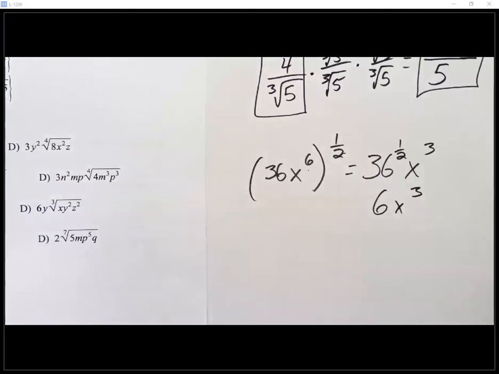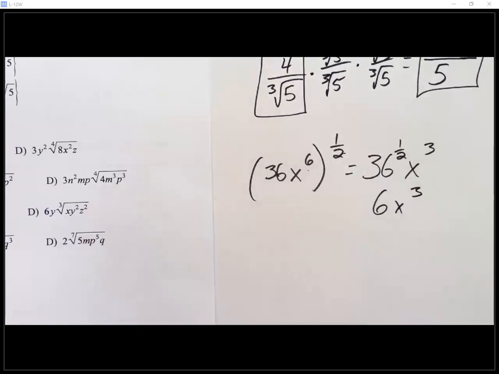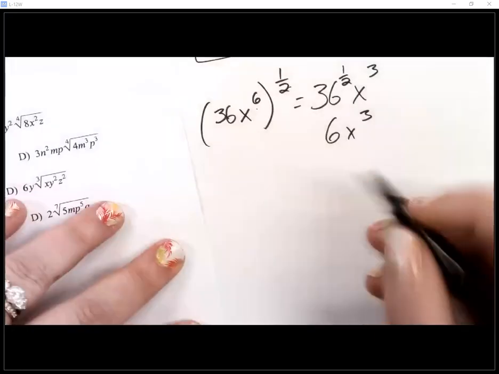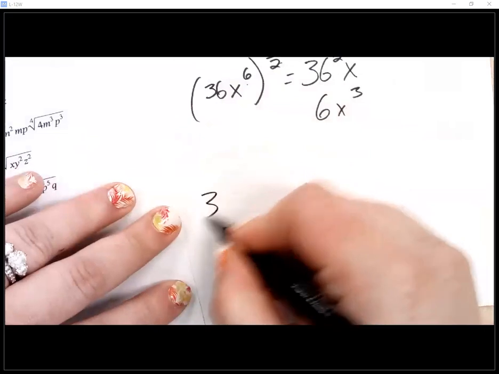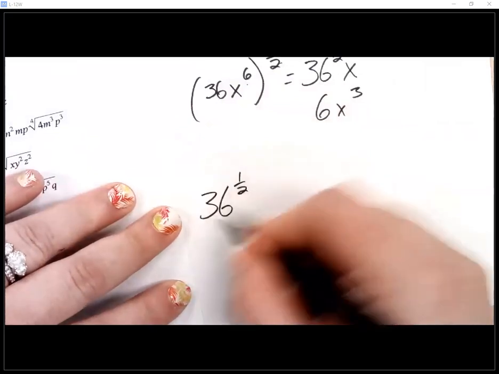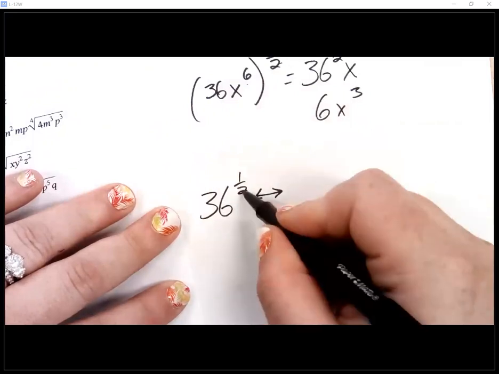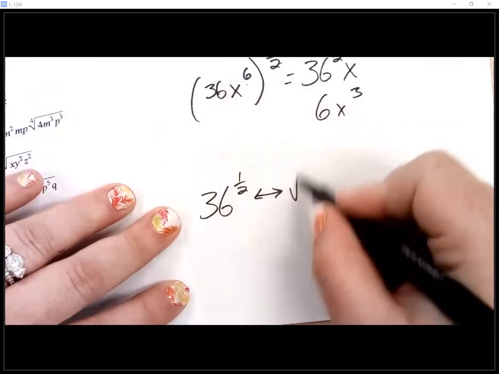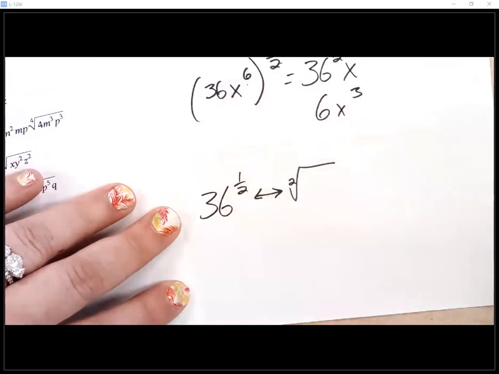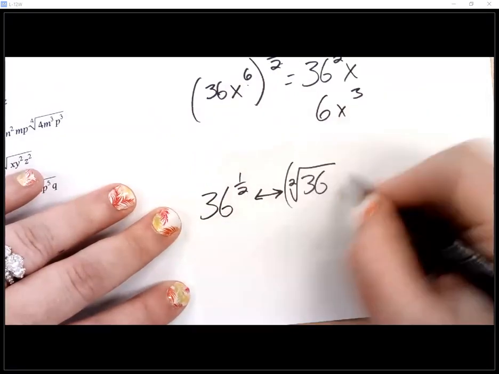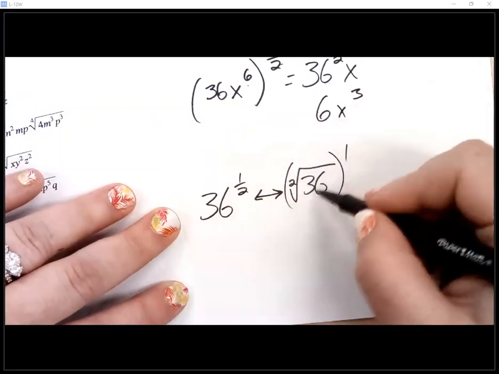Isn't there a way that you can rewrite 36 to the 1/2? Yes, that's exponential form, and then you can turn it into radical form. The denominator becomes your index. So there really is a tiny little 2 there when it's a square root that we never write. 36, and then the numerator is what you raise the whole thing to. So the square root of 36 is 6, to the 1st is just 6.